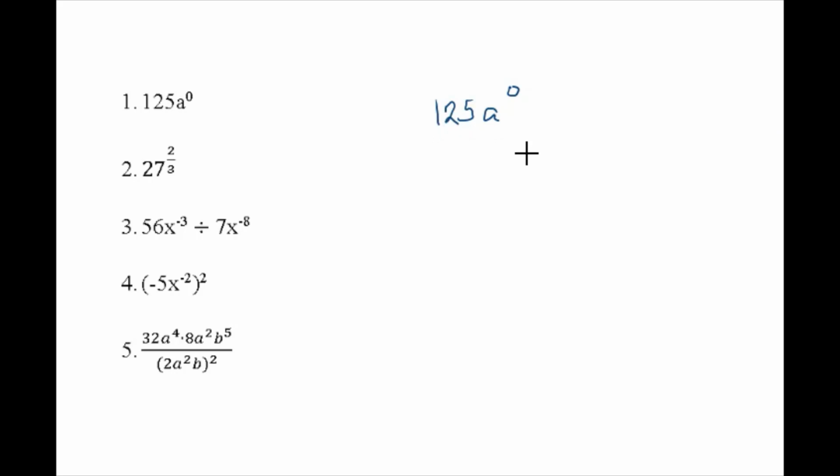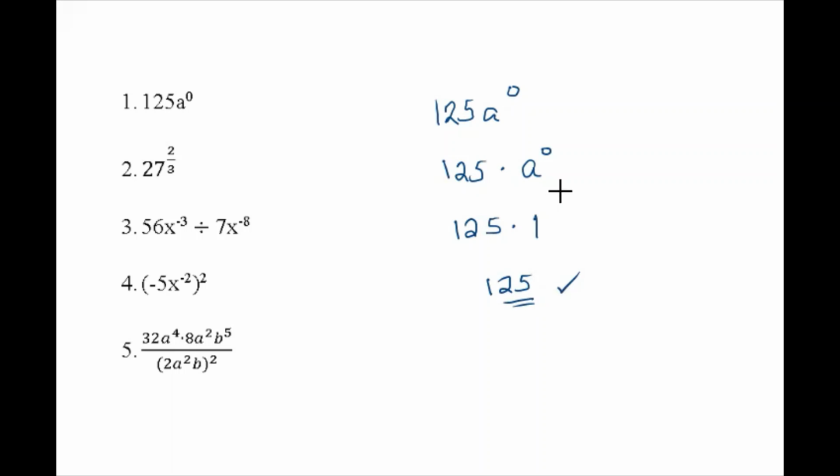Now, 125a is not in brackets. What do I mean by that? If I had 125a in brackets and then the 0 power, everything inside the brackets would be responsible for that 0 power. In this case, that's not our problem. Our problem is that we have 125 multiplied by a to the 0 power. Now we already know a to the 0 power is 1. So this becomes 125 multiplied by 1. So 125 is our answer.